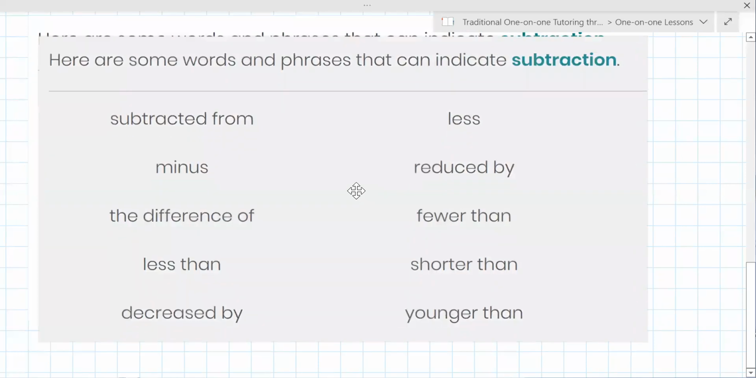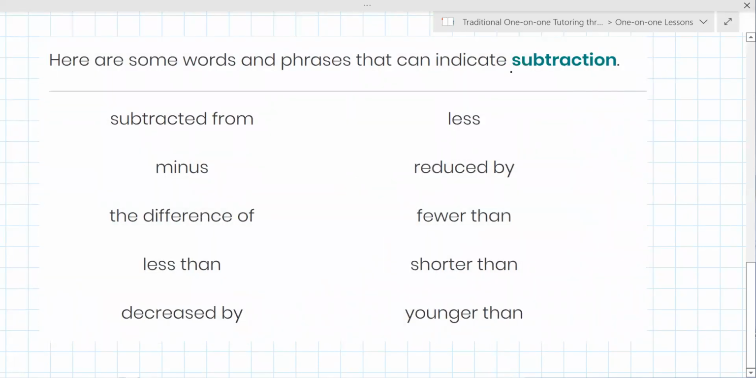So, for example, these are for subtraction: subtracted from, minus, the difference of, less than, decreased by, less, reduced by, fewer than, shorter than, younger than. All of these are possible associations with subtraction. Okay, and there's a couple more here. Obviously, there are 4 main math operations: addition, subtraction, and then multiplication.